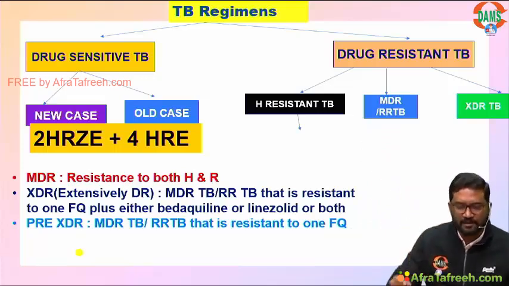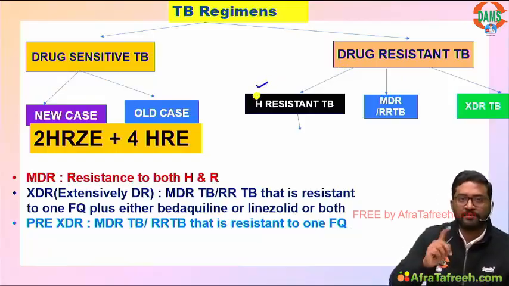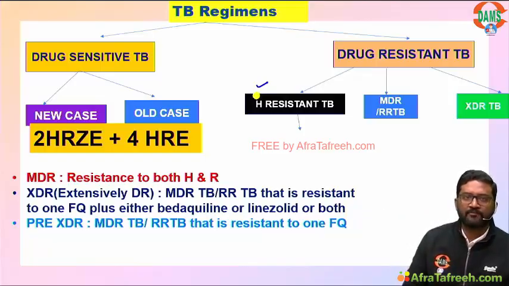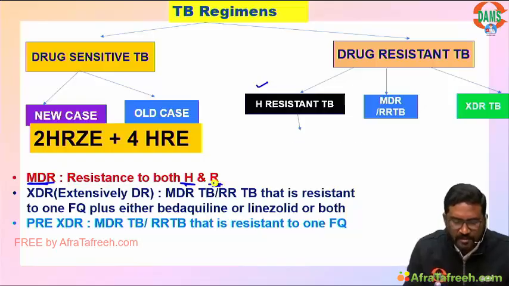Drug resistant TB. We have H. H means isoniazid resistant TB. I think you know what is H. Isoniazid, R rifampicin, Z pyrazinamide, E ethambutol. Then we have MDR TB. MDR TB means resistance to both H and R. There is XDR TB. XDR TB is extensively drug resistant.